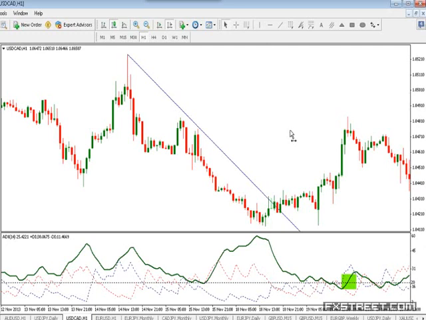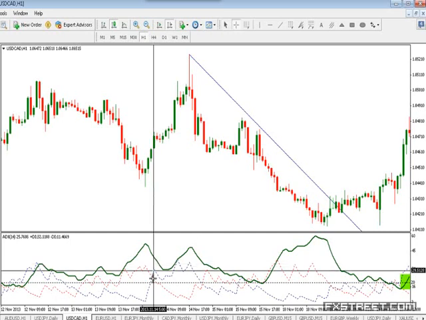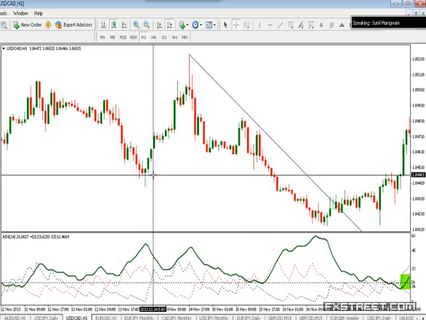So is there anything else? Is there some other filter which tells us that maybe this could work, or could not work? This is where using the DMIs in conjunction with your ADX will really help. First let's have a look at the DMI. The DMI consists of two lines: you have this red dotted line and you have the blue dotted line. Simply put, if your blue dotted line is above the red dotted line, it means that price is in an uptrend. And if your red dotted line is above the blue dotted line, it means the price is in a downtrend.